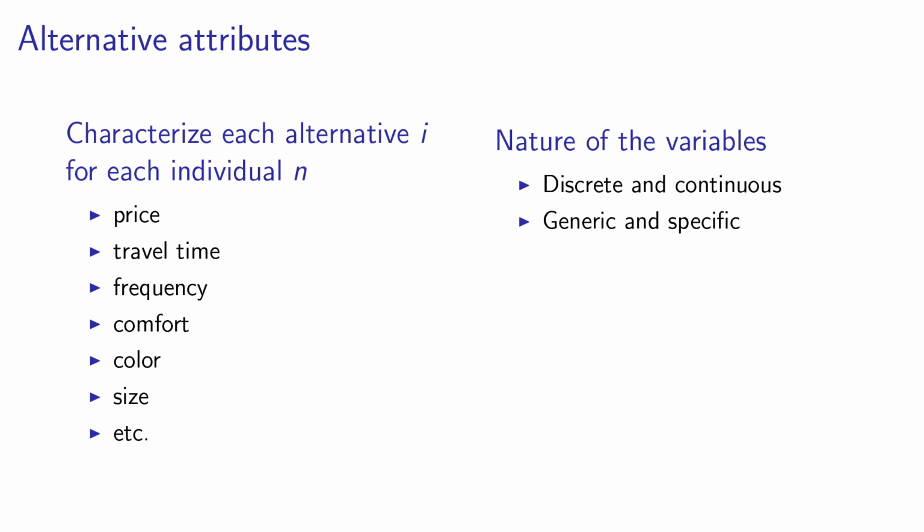The point is that we would like to be able to involve as many variables as possible, but of different nature as well. We have discrete and continuous variables. So typically travel time would be a continuous variable, while color or comfort will be a discrete variable. We will have generic and specific variables. So generic, for example, travel time, whatever the mode of transportation you use, you will have to face a travel time. But frequency is a variable that does not apply to driving a car. So this frequency is specific to alternatives which are related to public transportation.